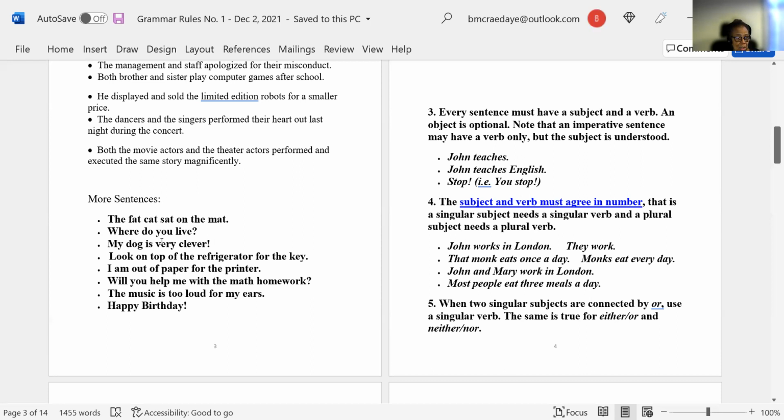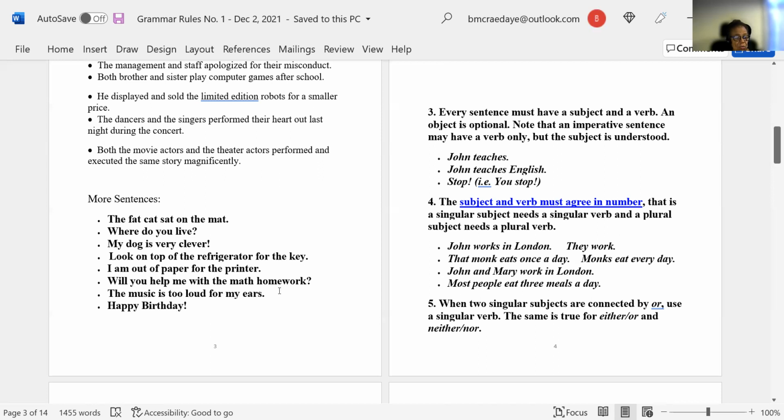My dog is very clever. So the dog here is the subject. Is is the verb. Look on top of the refrigerator for the key. That's like telling you, you look. Okay, so you is like understood, and look is the verb. Okay. I am out of paper for the printer. I is the subject, am is the verb. Will you help me with the math homework? Will you help me? You, subject, help, verb.